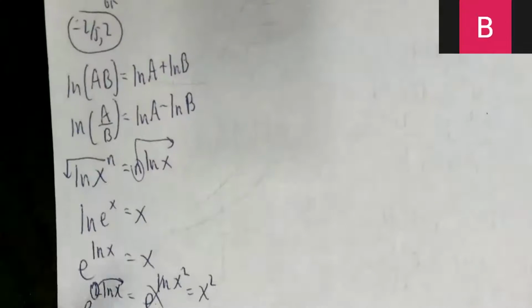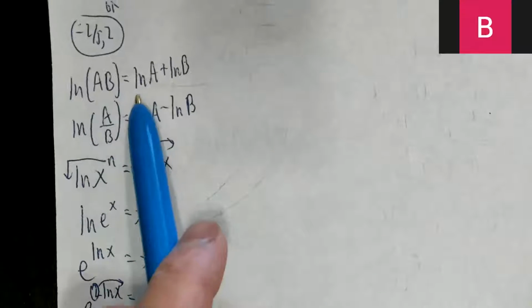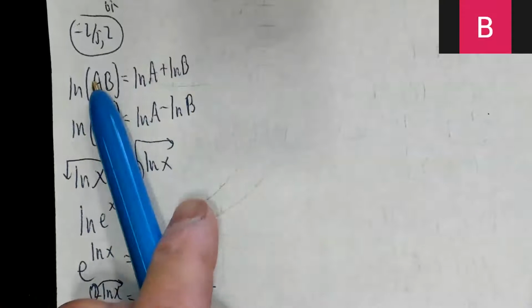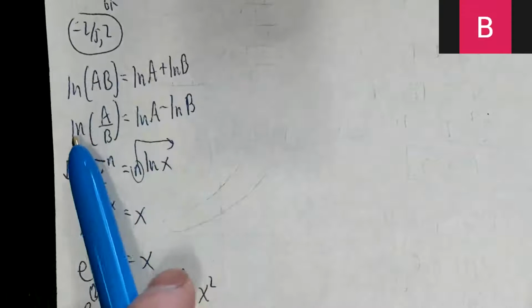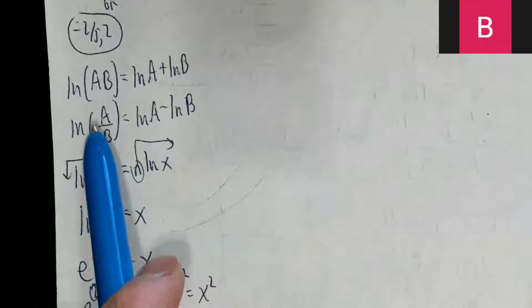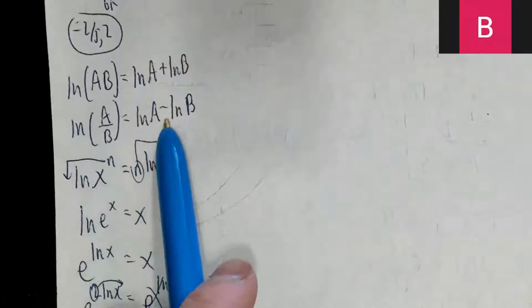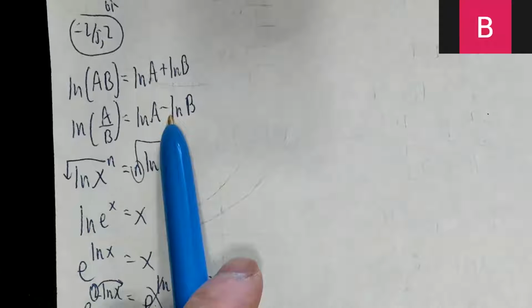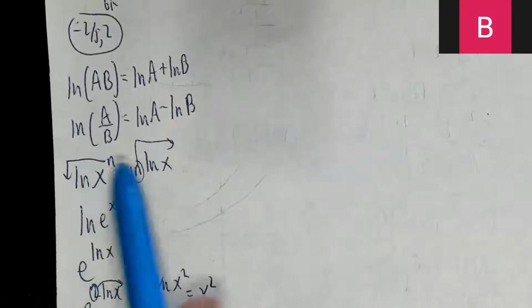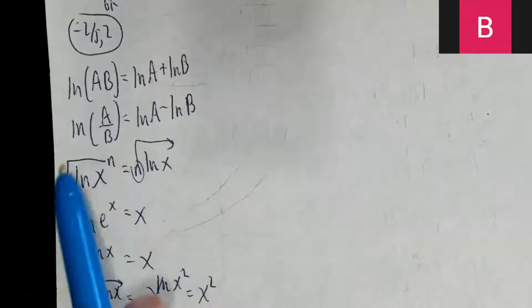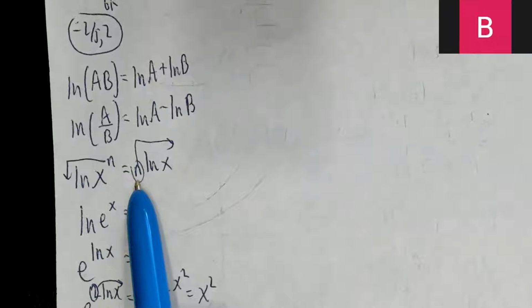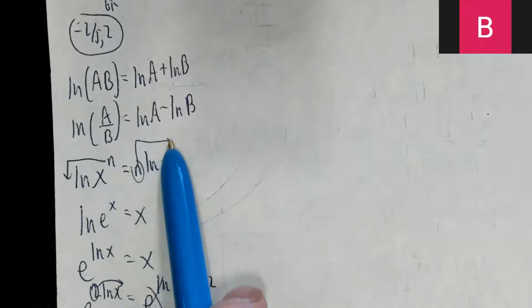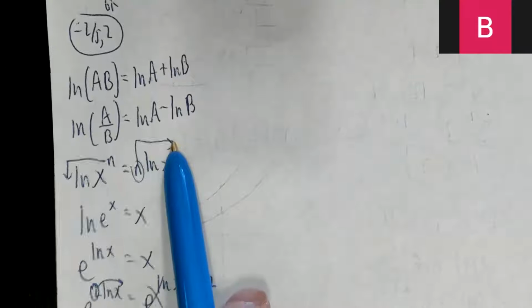Okay, and remember some properties of logs, and put these on your formula sheet if you wish. ln of a times b is ln a plus ln b. It works both ways. You can go left to right or right to left. Some of the homework problems, you go both ways. ln a over b is ln a minus ln b. And the power property, ln of x to the n can come down as n ln x, but you might have to go backwards and bring it up. So both of those are possibilities.